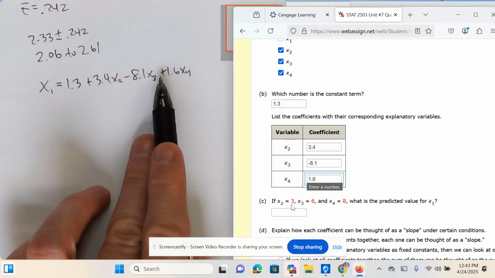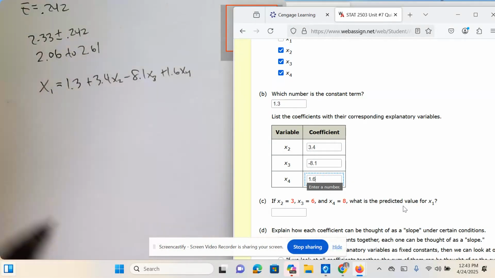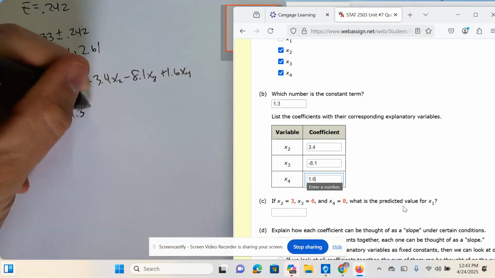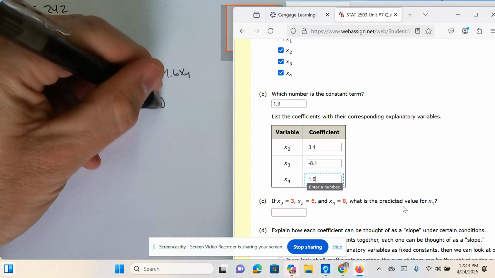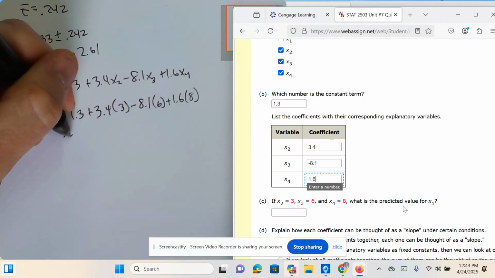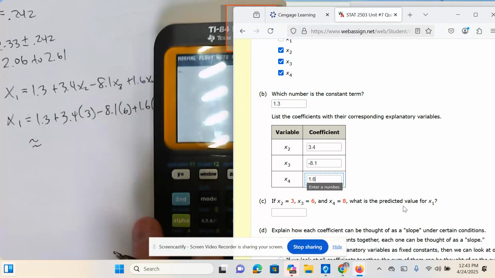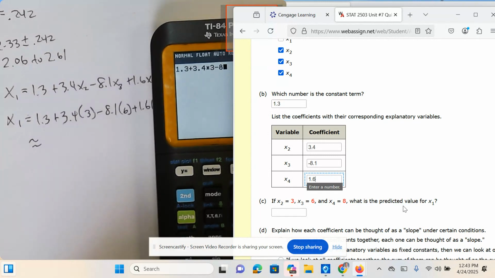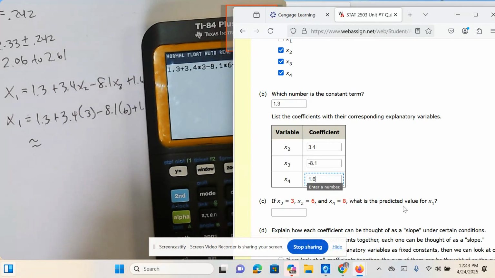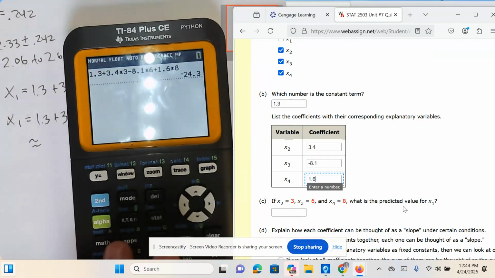Now, on C, they asked me to plug in if x2 equals 3, x3 equals 6, and x4 equals 8, what's the predicted value for x1? I'm going to plug in those x2, x3, and x4 values and type that in my calculator. 1.3, whoops, didn't mean to do negative. 1.3 plus 3.4 times 3 minus 8.1 times 6 plus 1.6 times 8. Got negative 24.3 there. Sorry about that, negative 24.3.